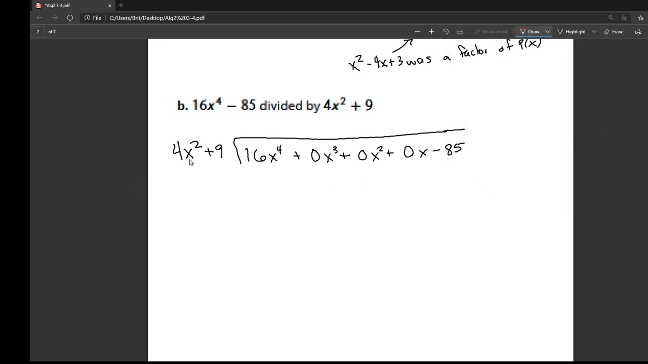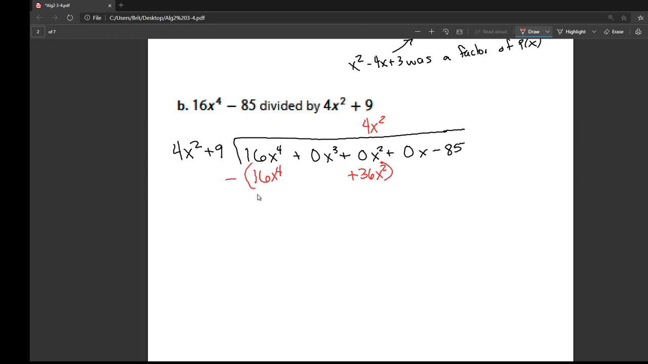So to go from 4x squared to 16x to the fourth, I need to multiply by another 4x squared. So now I'm going to multiply those. So 4x squared times 4x squared is 16x to the fourth. And 4x squared times 9 is going to give me 36x squared.